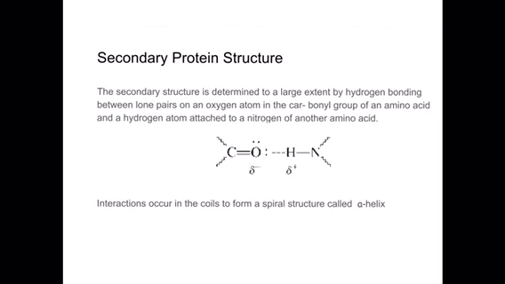Secondary protein structure. The secondary structure is determined to a large extent by hydrogen bonding between lone pairs on an oxygen atom in the carbonyl group of an amino acid and a hydrogen atom attached to a nitrogen of another amino acid. So interactions occur in the coils, like here, in the coils to form a spiral structure called an alpha helix.